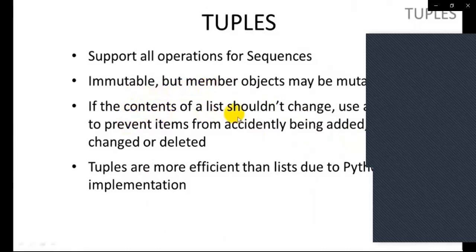If the contents of a list shouldn't be changed, then you can use a tuple. That's what tuples are used for. It's useful when you have a constant set of values that are not going to be changed that you want to use throughout your program. And tuples are more efficient than lists due to how Python implements them.